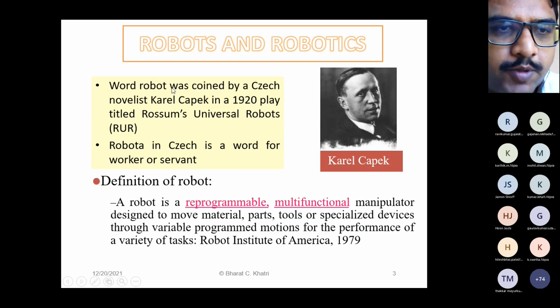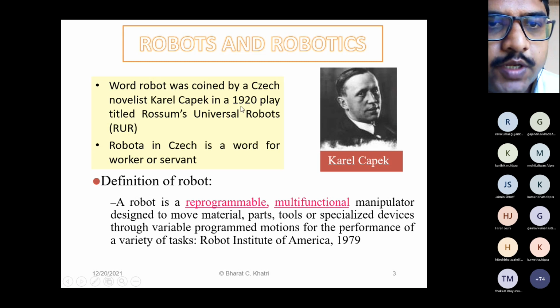The first word, robot, was given by Karel Čapek in 1920 in a play. He wrote this play, and the title of the play is Rossum's Universal Robots. Robota is a Czech word. It means a worker or servant.